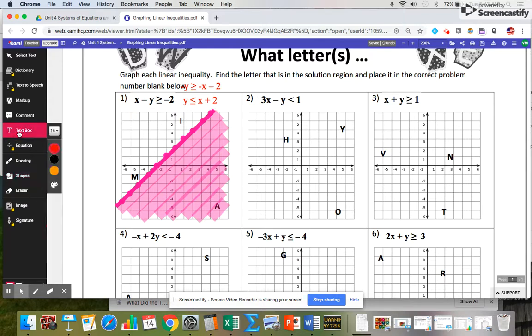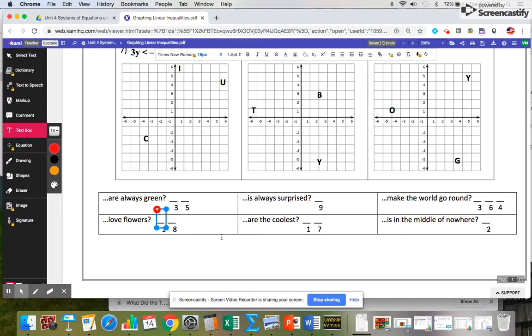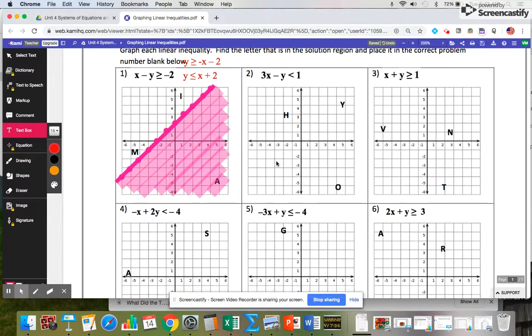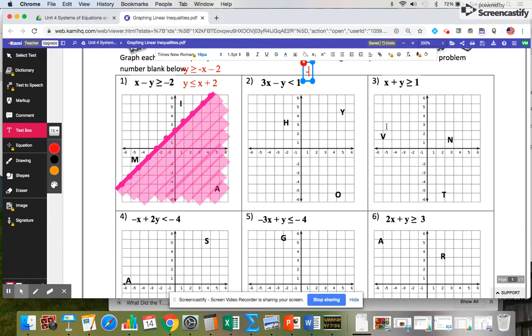Now, I go back to my text box. A and number 1 go together. So down at the bottom, where I see a 1, this is A. And then you will continue like that for the rest of this assignment. I'll do one more together with you as quick as I can, number 2. Number 2, I'm going to rewrite my inequality so it's in slope-intercept form.